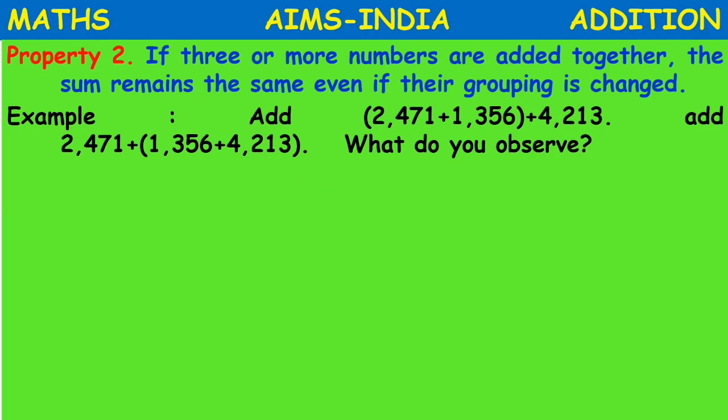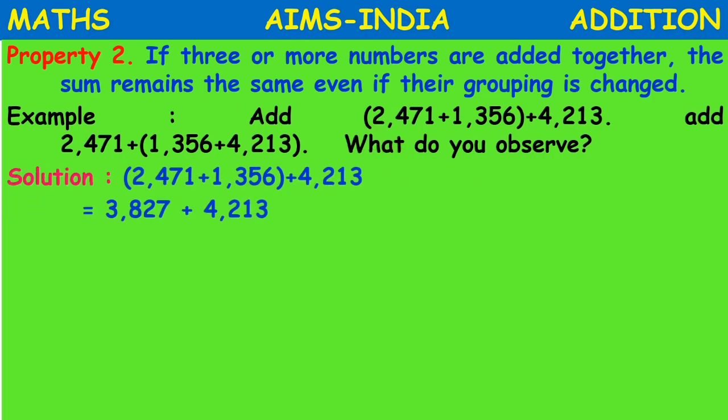Now here we are given a question. Yes, we are given a question. Add 2471 plus 1356 plus 4213. Yes, these are the first numbers. Now again as I said, these two numbers are inside the brackets, so we will add these two first.